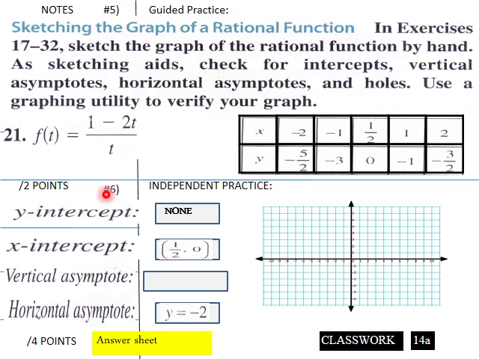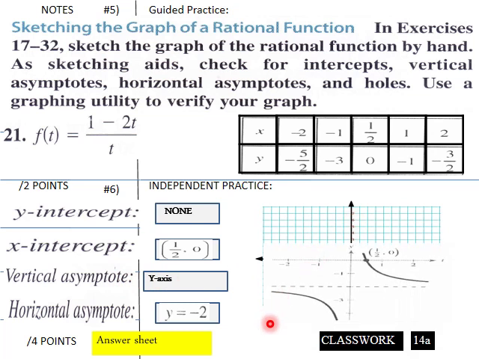And then y equals -2 again because the degrees here are the same, so we go to the coefficient, which is -2. So that'll be a horizontal asymptote down there. Then our vertical asymptote will be the y-axis here. So having all of that information, these are what your curves will look like here. Again, our t-intercept will be (1/2, 0), and then our curves will be like that. And then here's your horizontal asymptote at y equals -2.